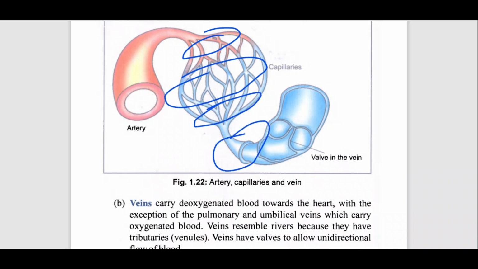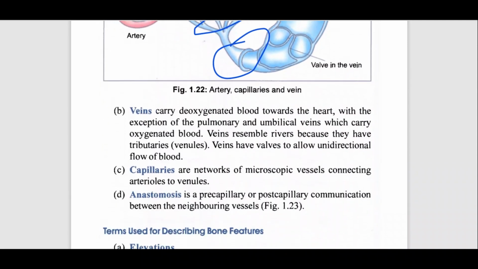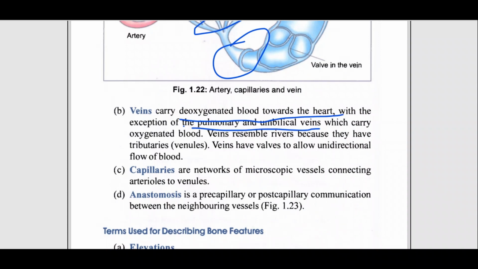यहाँ पे है capillary network. These are known as venules. फिर this one is your vein. अच्छा, now coming towards the vein. Veins, they carry deoxygenated blood towards the heart with exception of pulmonary and umbilical veins. They carry oxygenated blood in place of deoxygenated blood.